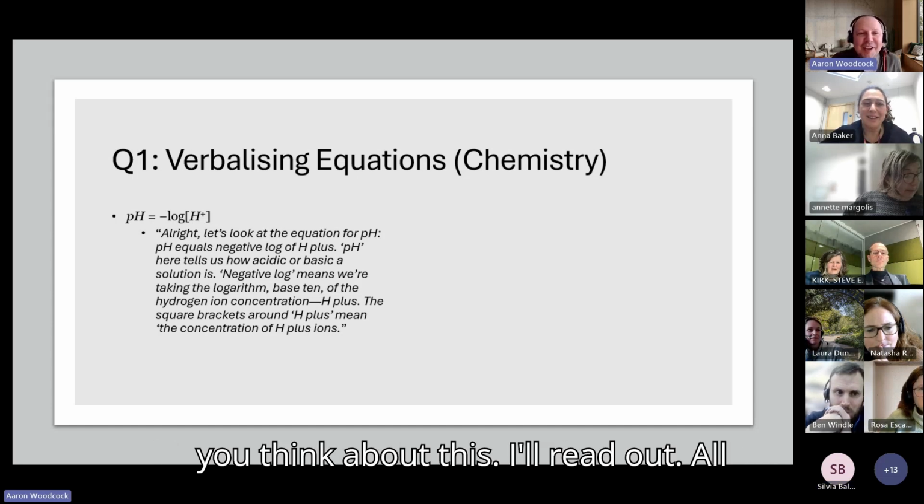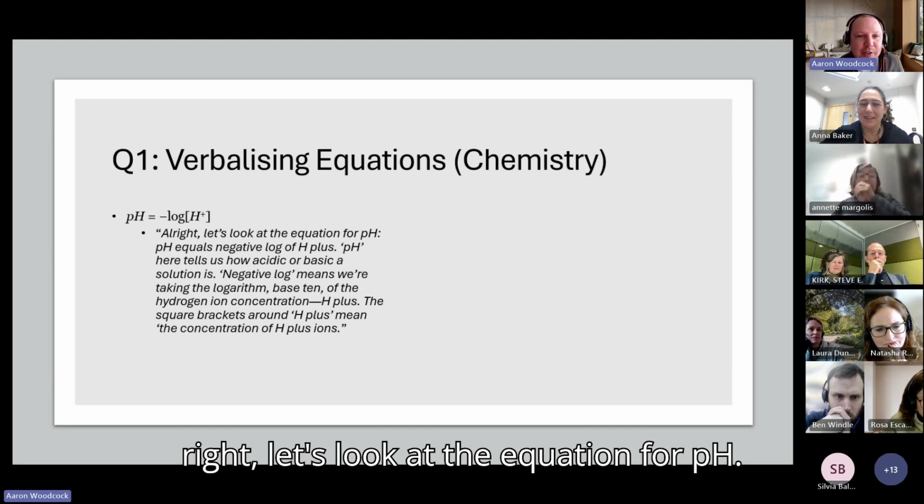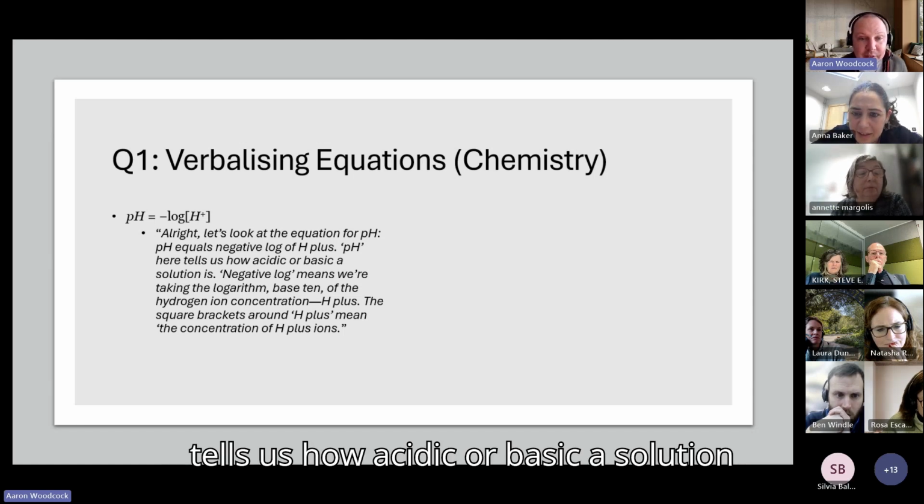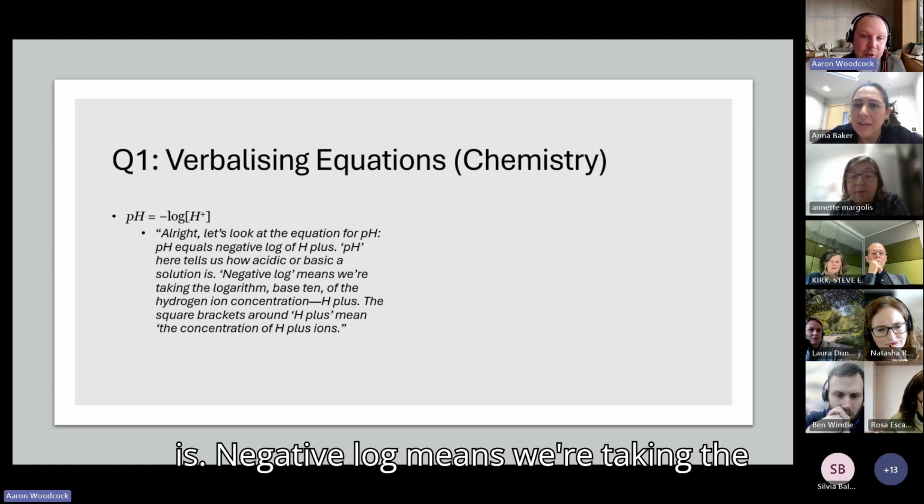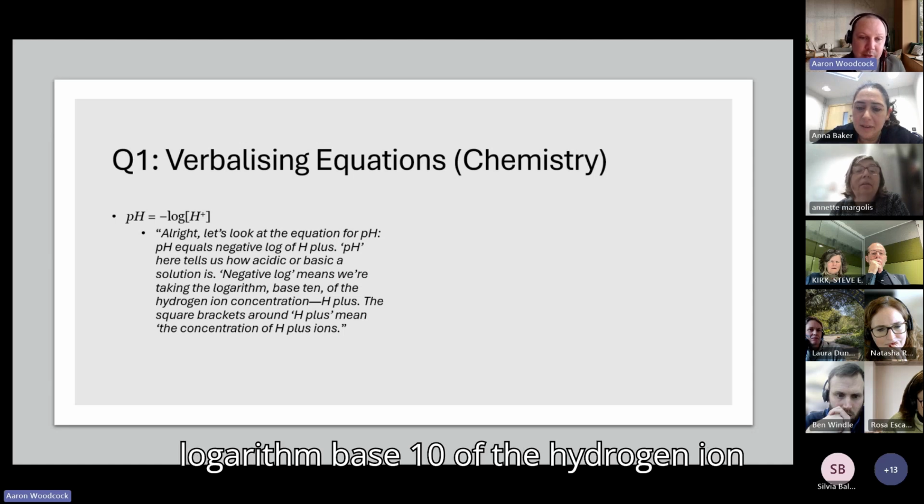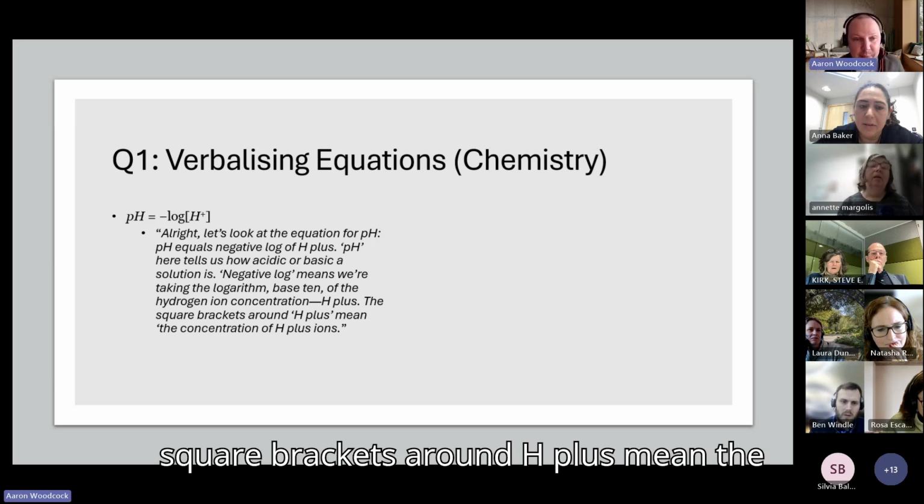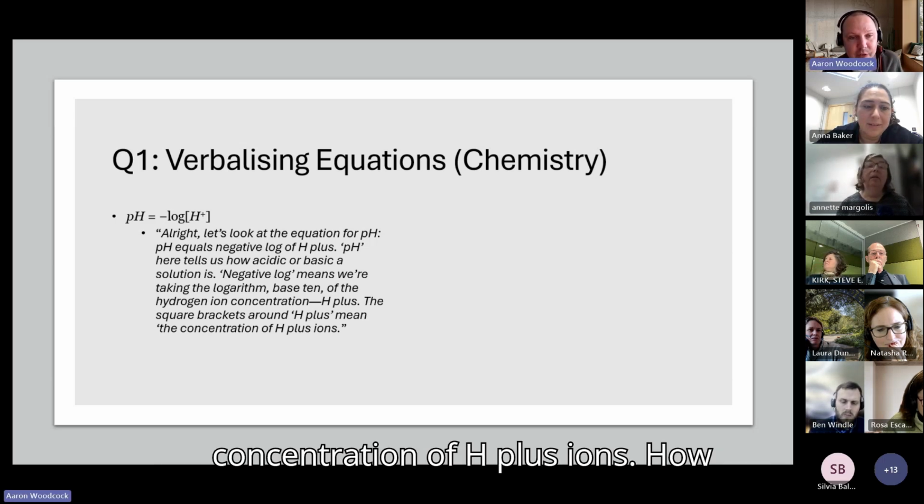How does this look? Tell me what you think about this. I'll read it out. All right, let's look at the equation for pH. pH equals negative log of H plus. pH here tells us how acidic or basic a solution is. Negative log means we're taking the logarithm base 10 of the hydrogen ion concentration, H plus. The square brackets around H plus mean the concentration of H plus ions.